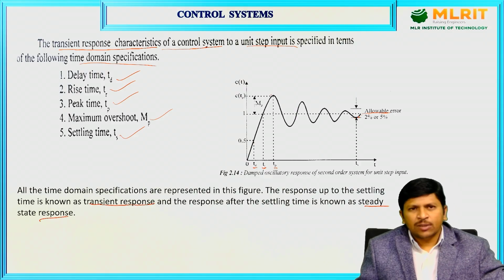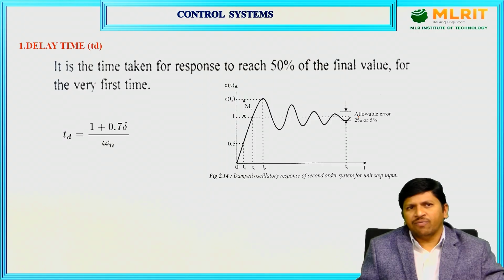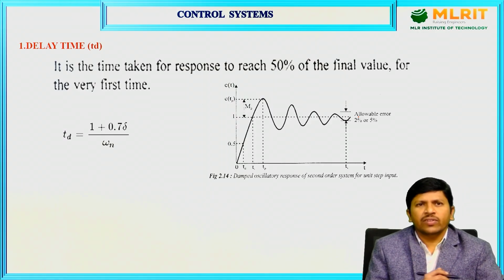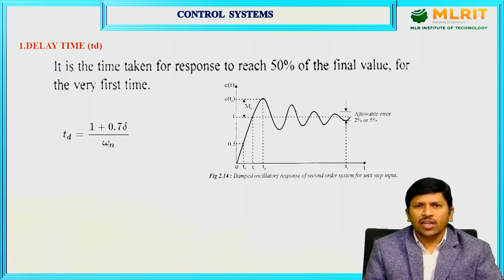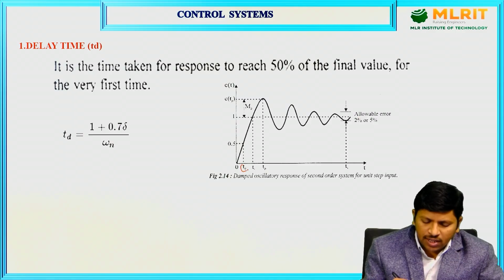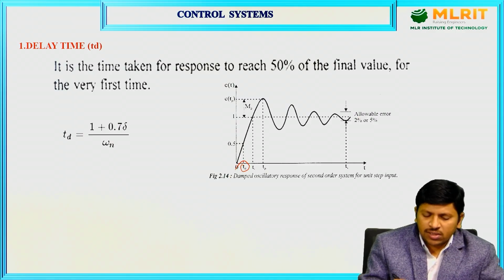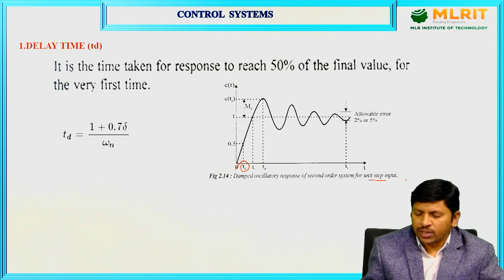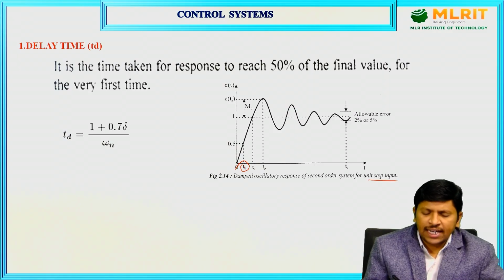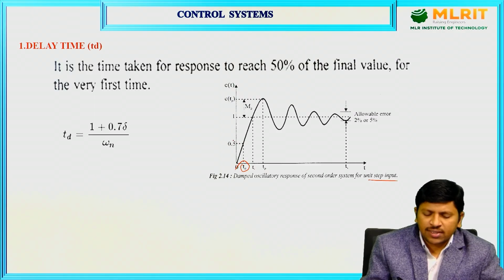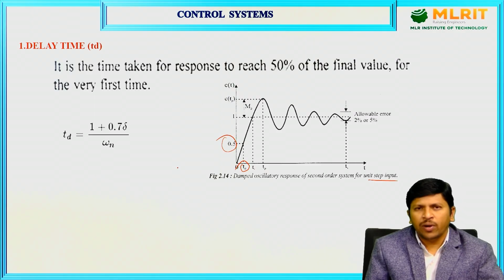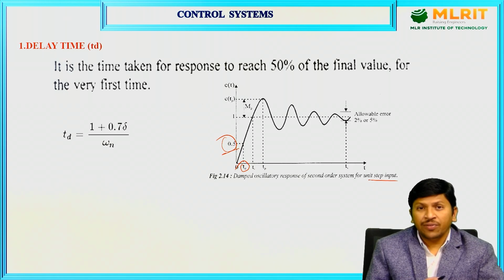Now I am going to explain each definition. Coming to the delay time first, it is represented by t_d. The delay time is the time taken for the response, c(t), of this underdamped second order system for a unit step input, to reach 50% of its final value, or 0.5 of its final value, for the very first time. That is the delay time.